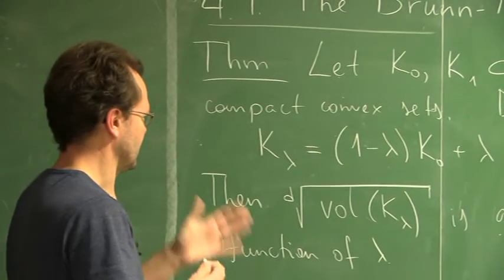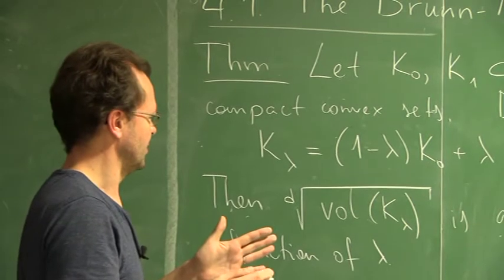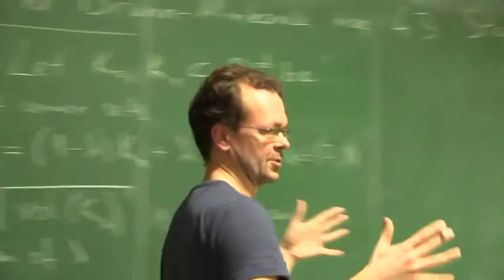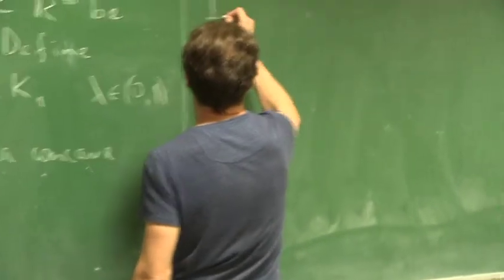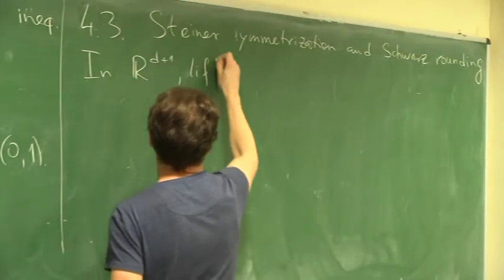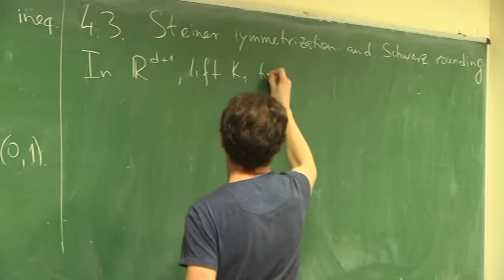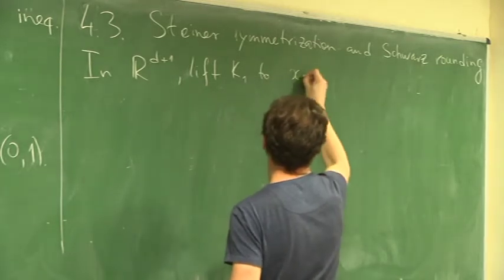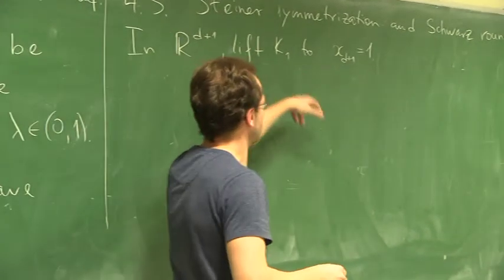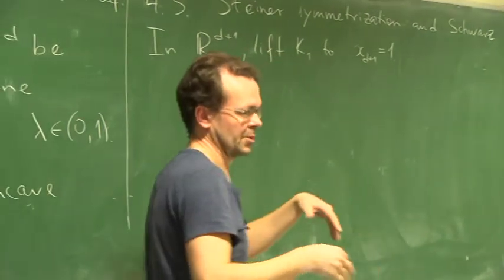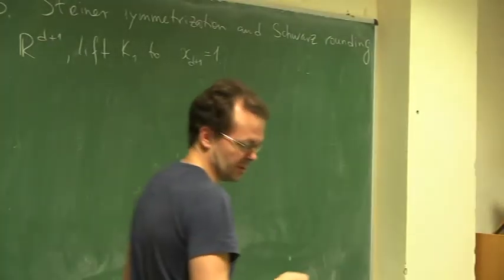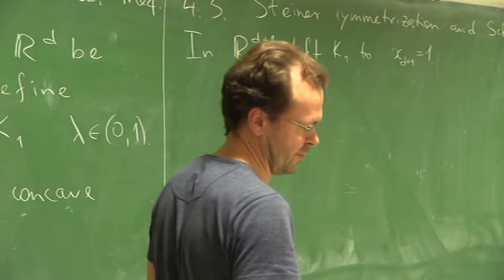So we have this K0 and K1. Let us, for convenience, put them not in the same R^d, but pull them apart. So let us use R^(d+1). In R^(d+1), lift K1 to the hyperplane x_(d+1) equal 1, and K0 will remain in x_(d+1) equal 0. So then we will have the following picture.